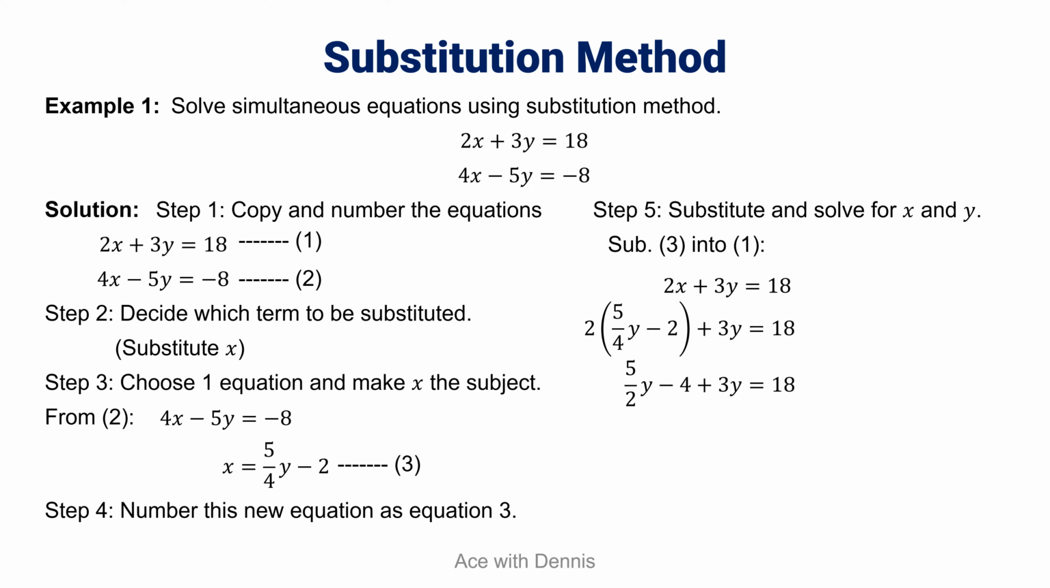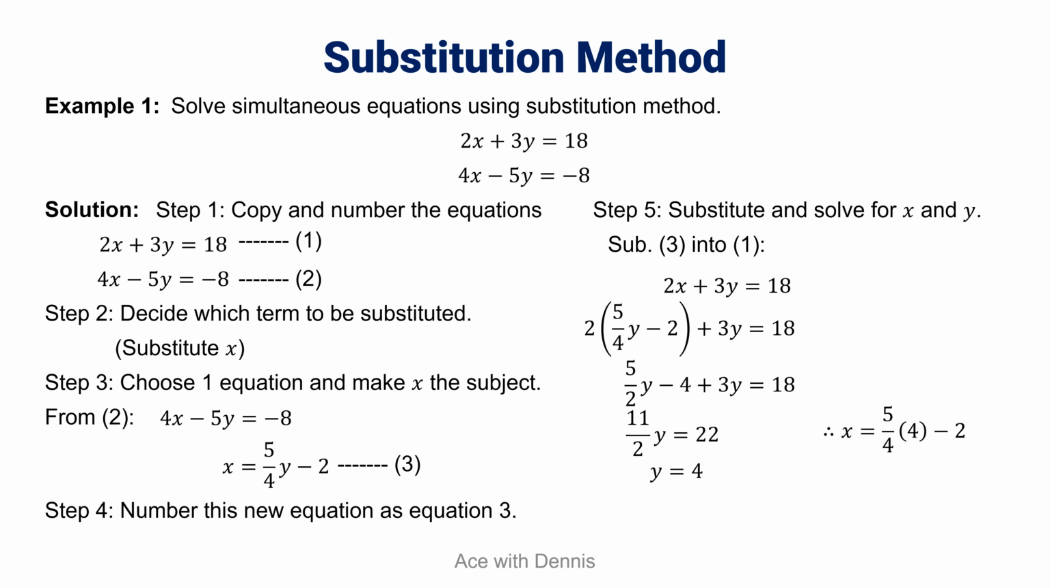Next step, expand the bracket. I will get 5 over 2y minus 4 plus 3y equals 18. Simplify: 11 over 2y equals 22. Then y will be 22 times 2 divided by 11, which is 4 here. So I found the value of y.